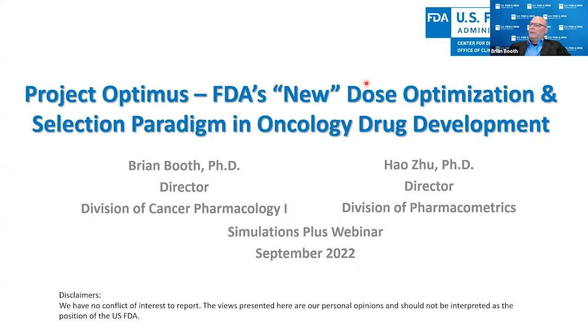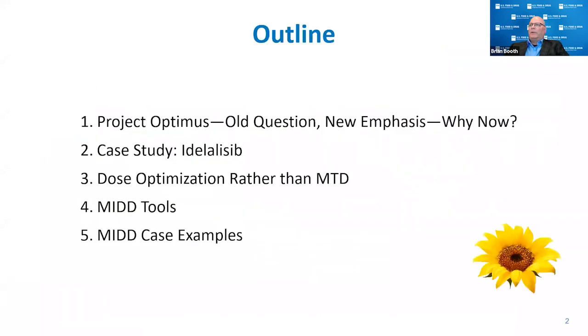So what we're going to talk about today, I'm going to spend the first part of this presentation to talk to you about Project Optimus, give you an overview of this project and why we're so interested in this now. And then I'll get into a case study with idelalisib to look at some of the lessons we might learn about selecting doses better, which will lead us to the concept of dose optimization.